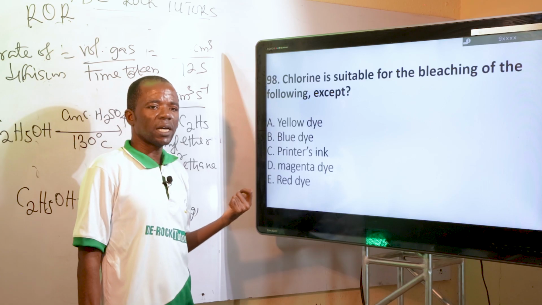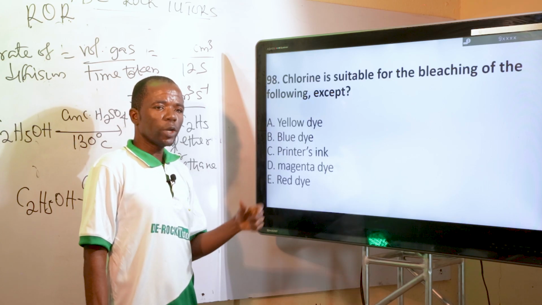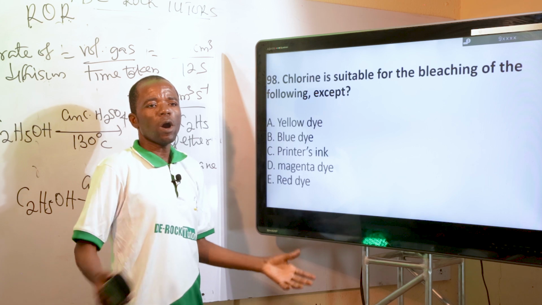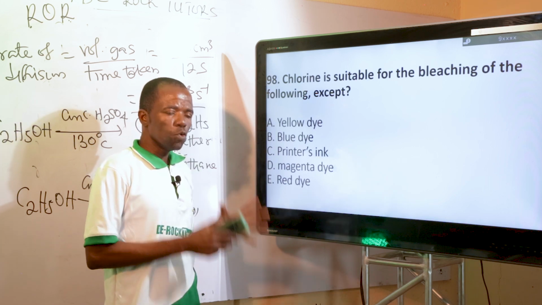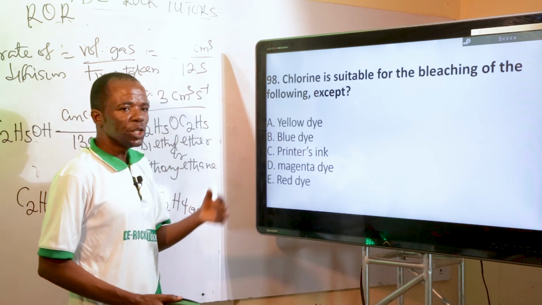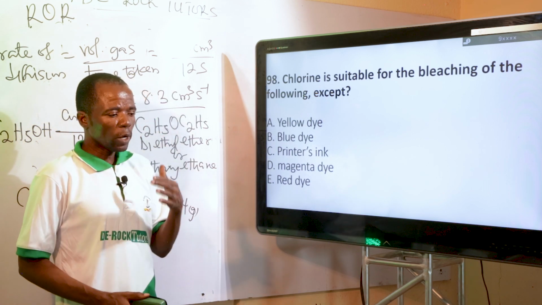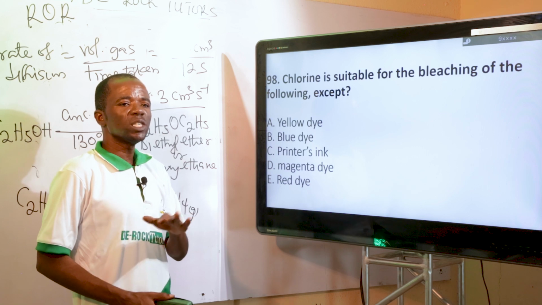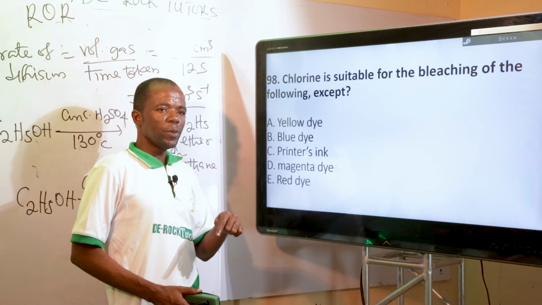So the question is essentially asking, which of these is chlorine not suitable in bleaching? We all know that chlorine is a good bleaching agent. As a matter of fact, we know that chlorine bleaches by oxidation. What does that mean? When chlorine bleaches a material, it bleaches it permanently. The color cannot be regained again.